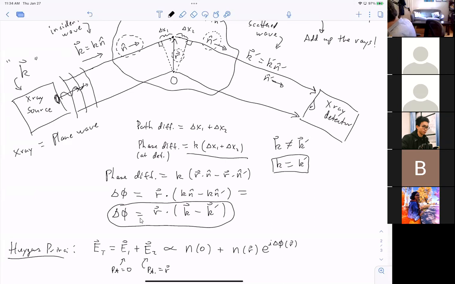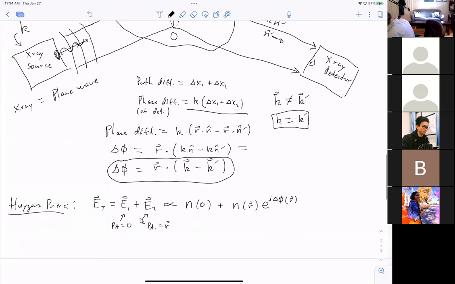And so that's going to be the total E field at the detector, or what I will call the amplitude.